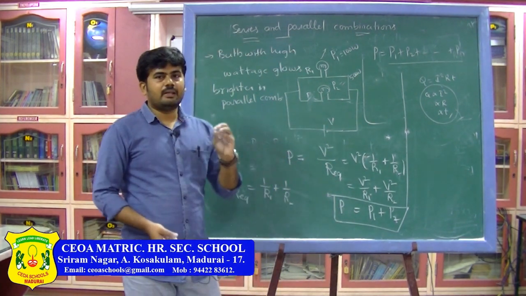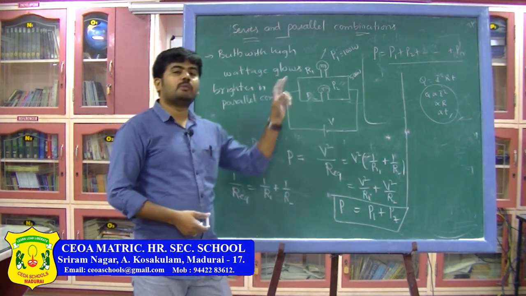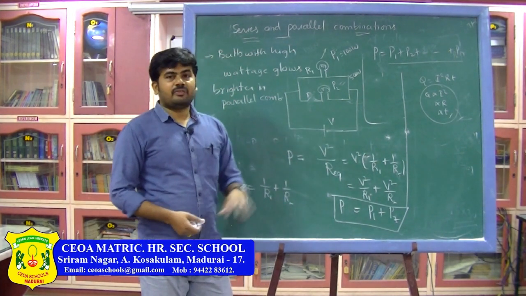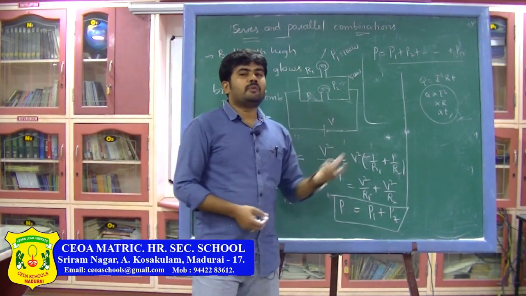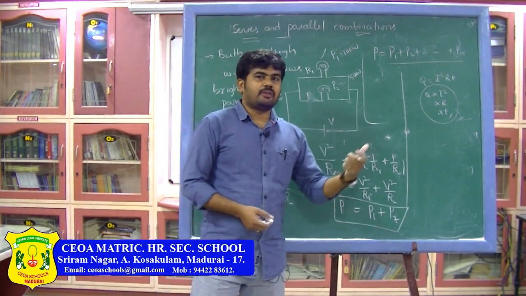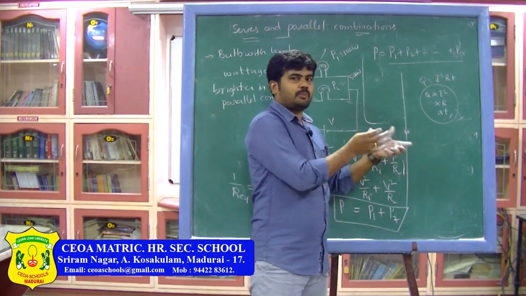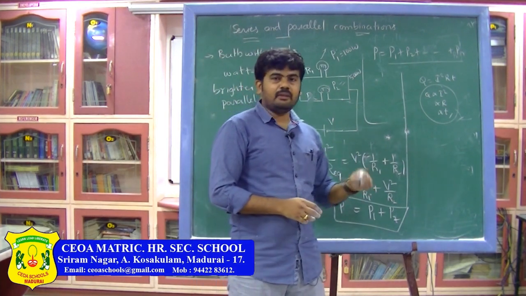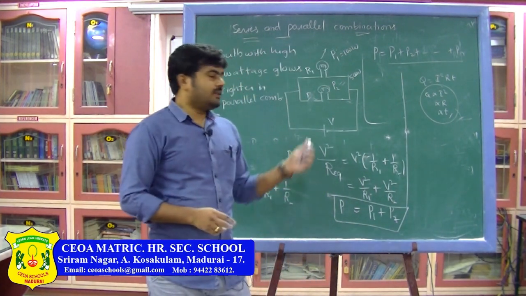More importantly, keep in mind which bulb will be brighter. In a series combination, the low wattage bulb glows brighter, whereas in a parallel combination, the high wattage bulb glows brighter. Also remember which bulb will get fused in a combination, as that kind of question is generally asked. If the potential drop across a particular bulb is greater than the rated value of that bulb, then that bulb will get fused. Keep this in mind, it is very important from the NEET exam point of view.